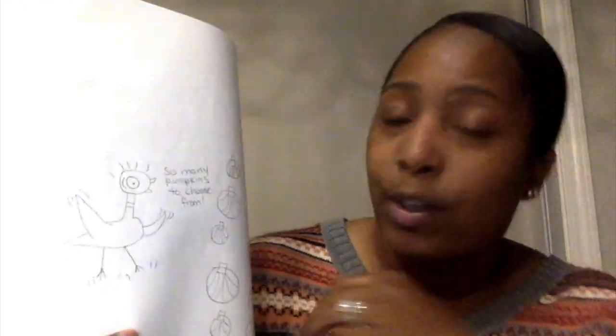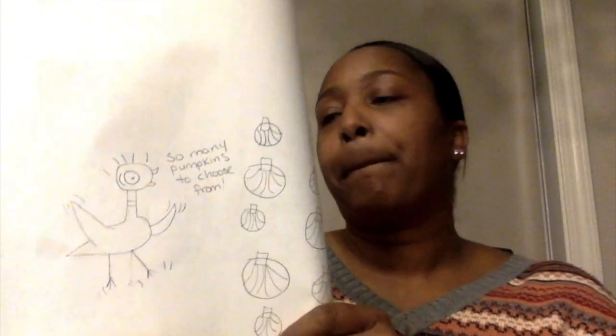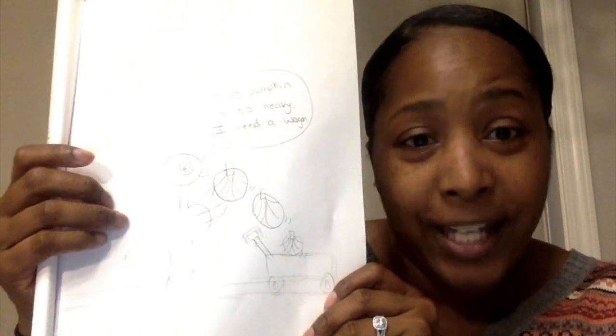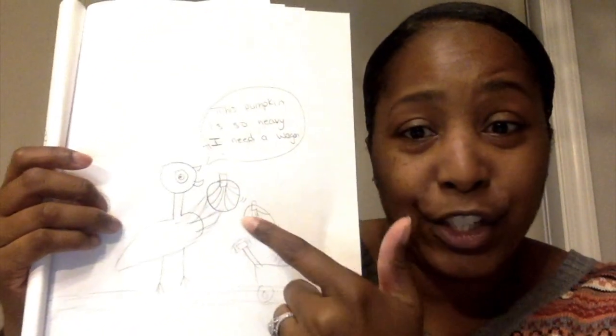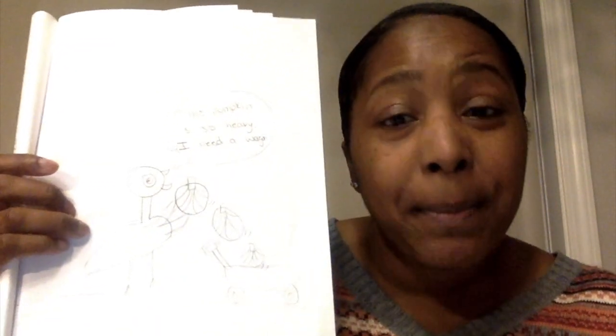So on this page, I use the craft move of movement lines to show emotion and I used it to show movement. He's moving, so I showed motion. This pumpkin is so heavy, I need a wagon. So on this page, I used the craft move of movement lines to show motion, to show Pigeon taking that big pumpkin that he found and putting it into a wagon.